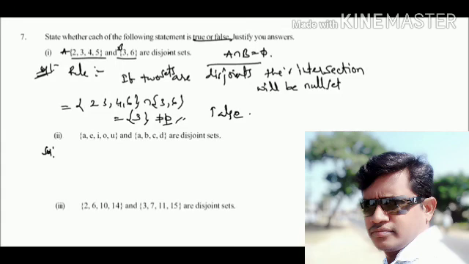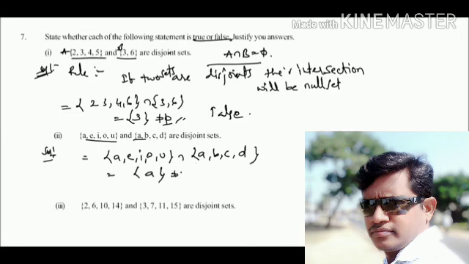And the second one, solution: A E I O U is the vowel set. A is a common term, because it is coming in both sets. A E I O U intersection A B C D gives A, so it is not a null set. So it is also false.